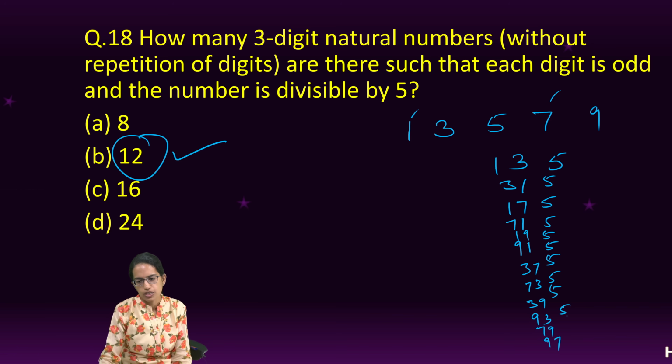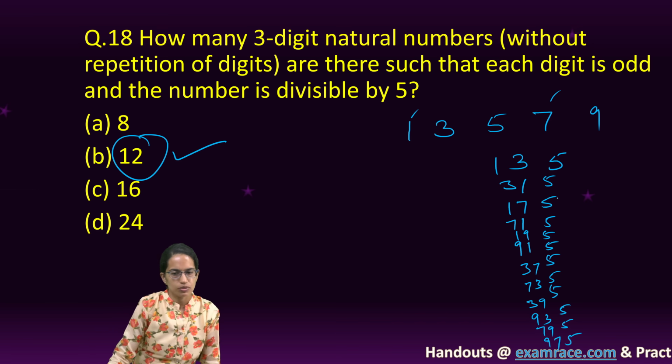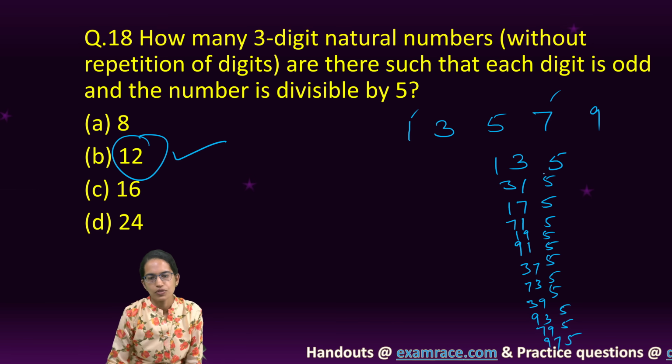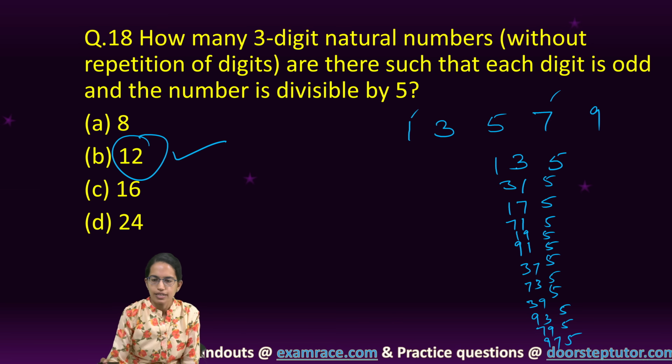The simple logic is you have to have a 3-digit number such that the number is divisible by 3 and all of the digits are odd and they are different digits.